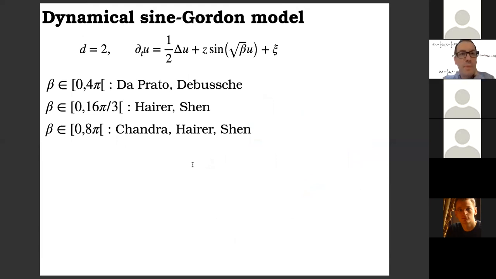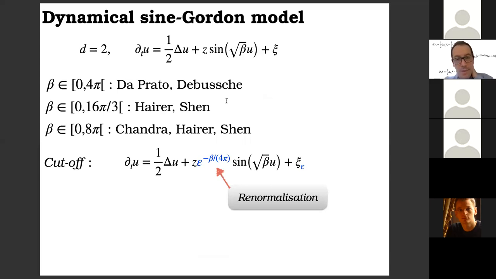In order maybe to justify this continuum name, I would like to mention that the dynamical sine-Gordon model has been studied heavily, starting with work by Da Prato and Debussche, up to the first critical temperature, but it has then been extended up to the 8 pi threshold by Chandra, Hairer, and Shen. And this requires, of course, heavy machinery for the renormalization with regularity structures, which has been developed over the past years. And to make sense of this equation, a counterterm has to be introduced in order to, when the noise zeta, the white noise, is modified, stabilize the whole equation.